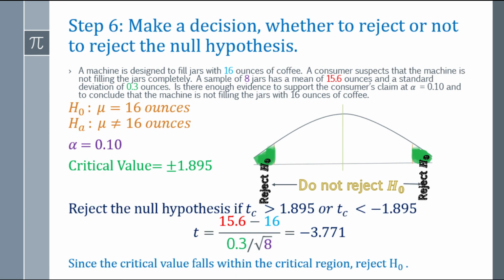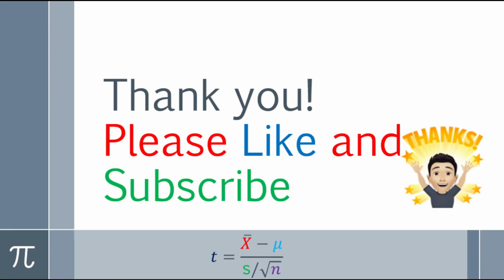Okay? Ngayon, step 6. Make a decision whether to reject or not to reject the null hypothesis. Dahil negative 3.771 ay less than sa negative 1.895, mas mababa ito kaysa sa negative 1.895, kailangan natin i-reject yung null hypothesis kasi nag-fall siya sa critical region. And that's the end of the lesson about hypothesis testing, t-test.